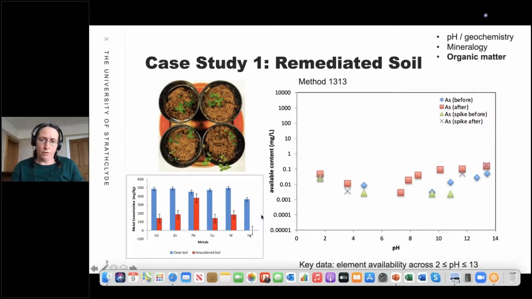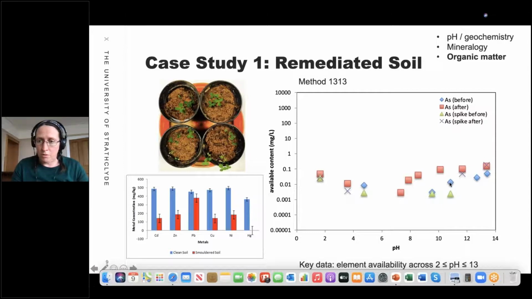Just to give you a bit of an orientation, I'm going to focus on one element where there's a very clear difference that's happening. So this is the method 1313 data, where you have pH along the bottom and then available content, so what's coming out into solution. And you can see a bit of variability, change in arsenic concentration across the pH range, but there's a really interesting difference when we start to look at remediation.